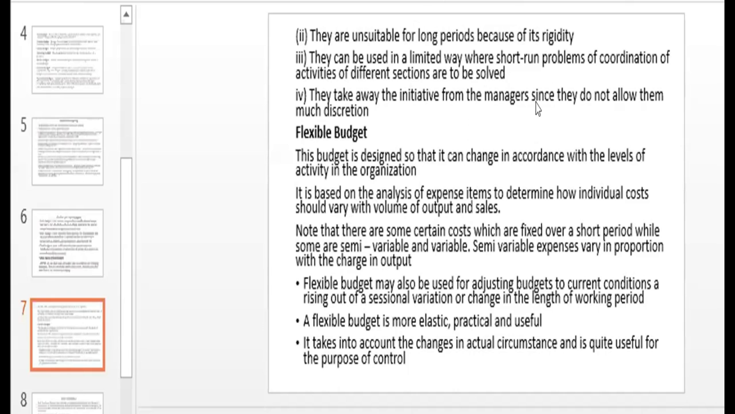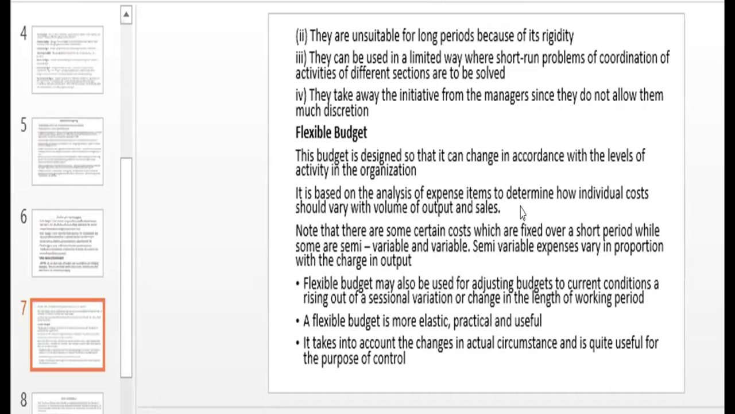All right, so those are the drawbacks of fixed budget. How about flexible budget? This budget is designed so that it can change in accordance with the levels of activity in the organization. So they are not static, so they can change. It is based on the analysis of expense items to determine how individual costs would vary with the volume of output and sales. So these are budgets that you can play around with. You can make adjustments here and there.